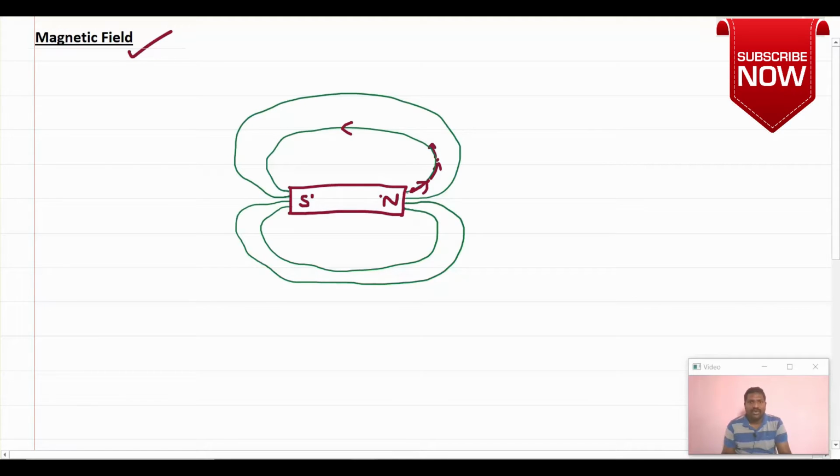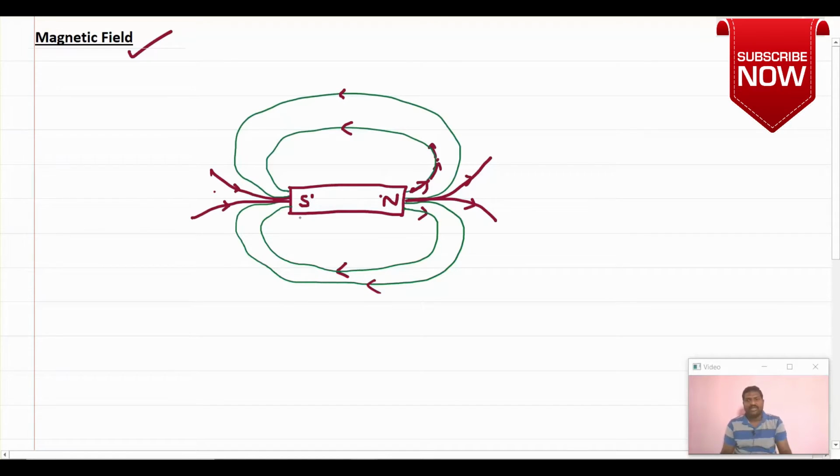That means the magnetic lines start from the north pole and go to the south pole. Now from this side also, if you repeat the same thing, the magnetic lines will flow from the north pole to the south pole. And one more point: these magnetic field lines will never intersect each other. You have to remember, these magnetic field lines will never intersect each other. So the arrow marks will be like this.